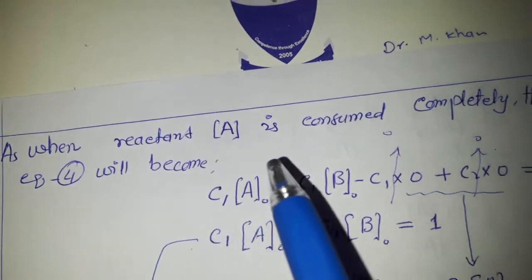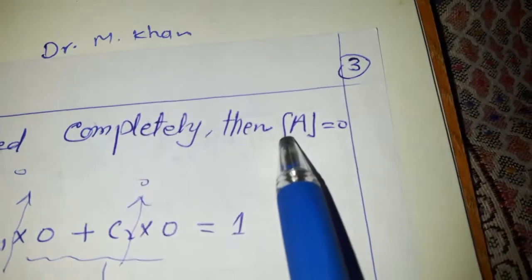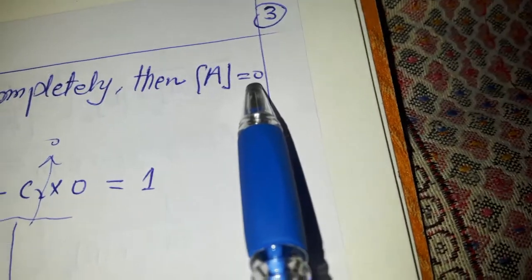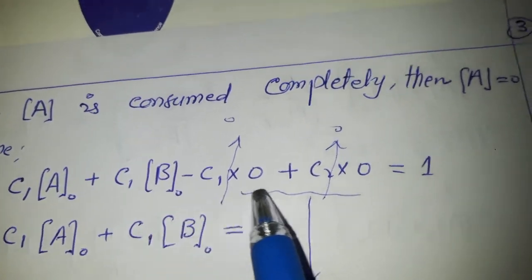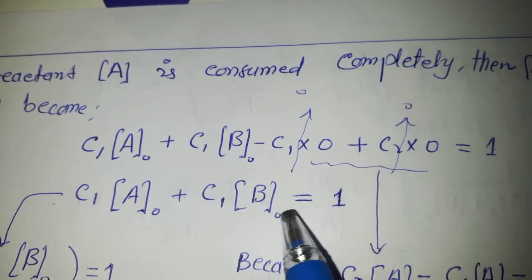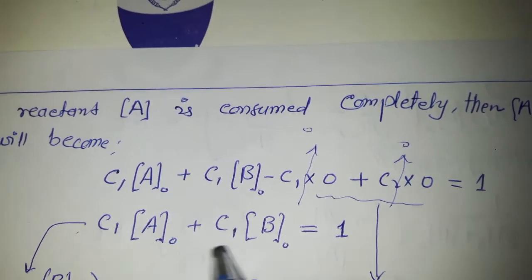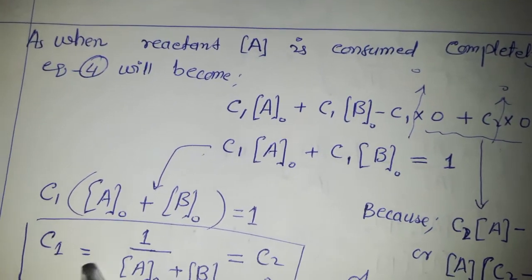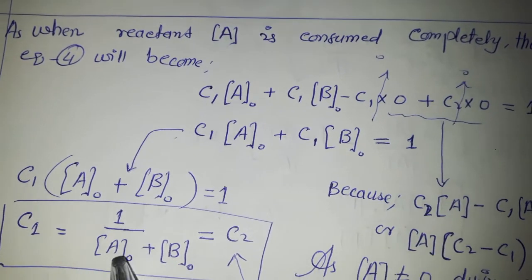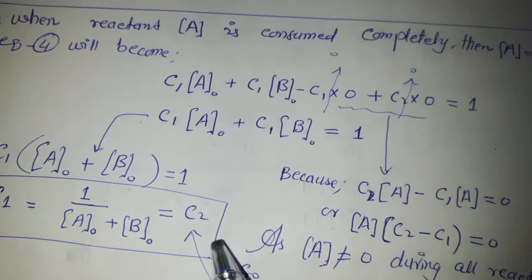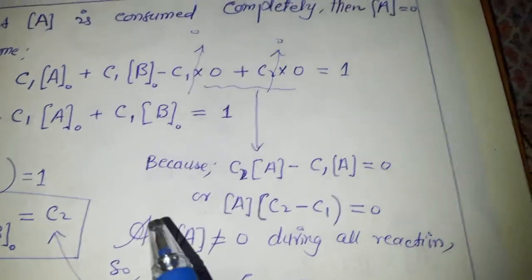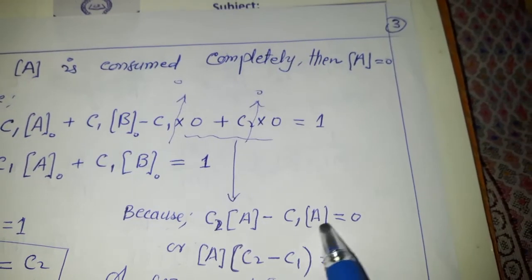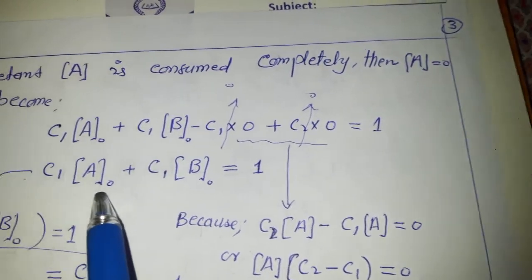Simplified, equation 4 is equal to 1. When the reactant A is consumed completely, the concentration of A is equal to 0. Putting A equal to 0 in equation 4, this factor will become 0, and we get a simplified form of equation 4. From this we can take out the value of C1. C1 is equal to 1 over A naught plus B naught. This is equal to C2, and how does this become equal to C2? Because this equation is equal to this factor. If this factor is equal to 0, then this equation will be valid.